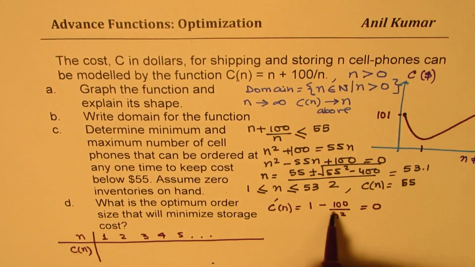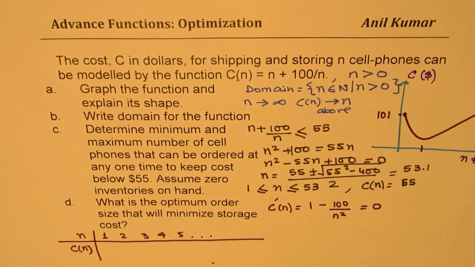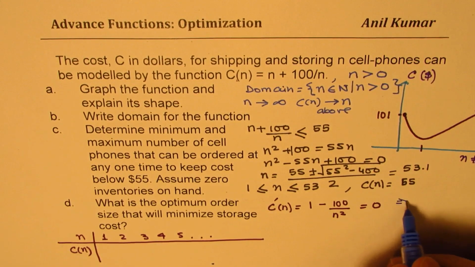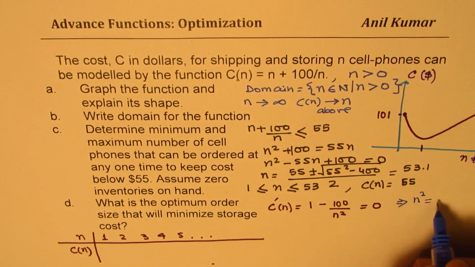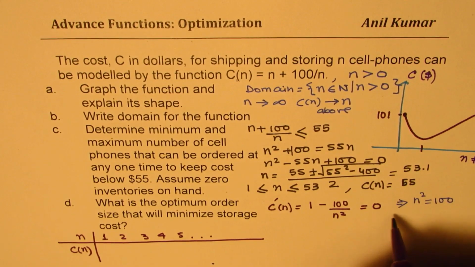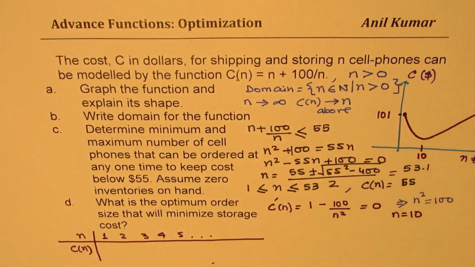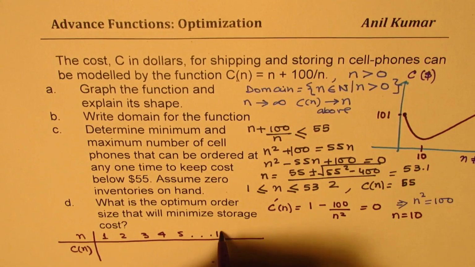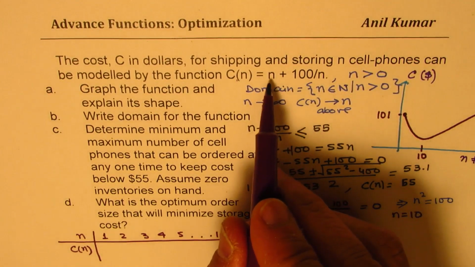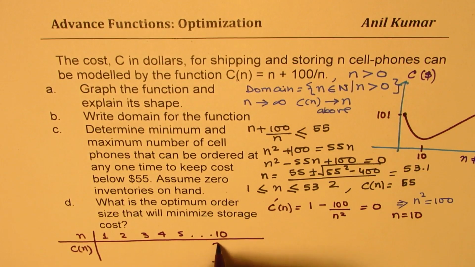Now from this calculation, equating it to 0, we can solve this as n squared equals 100. That gives you the solution n equals 10. So at n equals 10, we are going to get the minimum cost. So when you work out for n equals 10, you can write down 10 here and you say the value will be 10 plus 100 divided by 10, which is also 10. So we get the cost as $20.